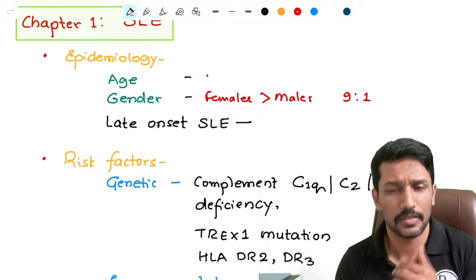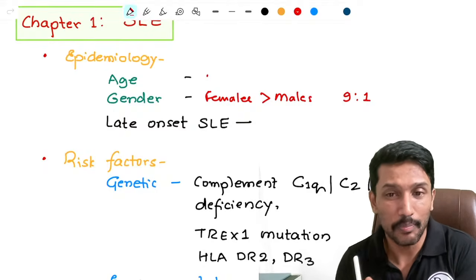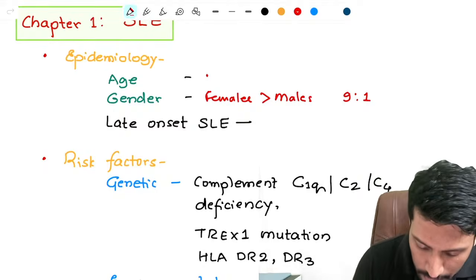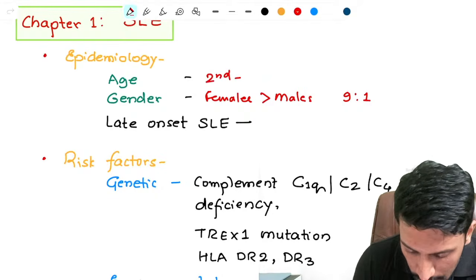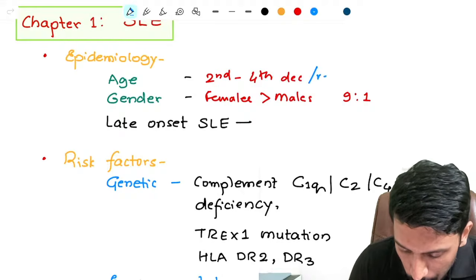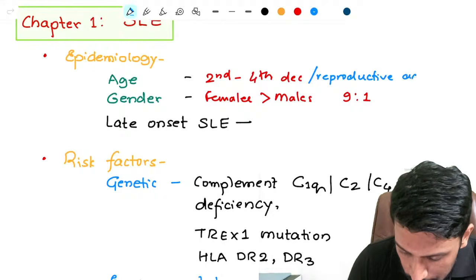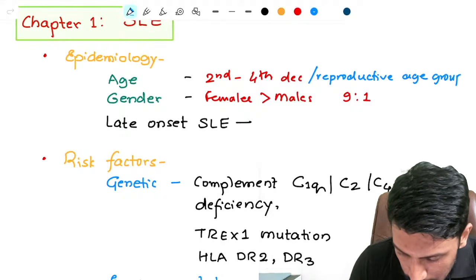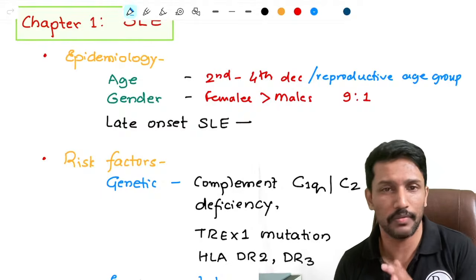And then, just like most other autoimmune disorders, SLE is also typically common in the middle-aged females. So it is common in second to fourth decade. You can write second to fourth decade, or you can also write it as reproductive age group. SLE is more common in the reproductive age group. Either you can mention it as middle-aged women, or second to fourth decade, or reproductive age group.